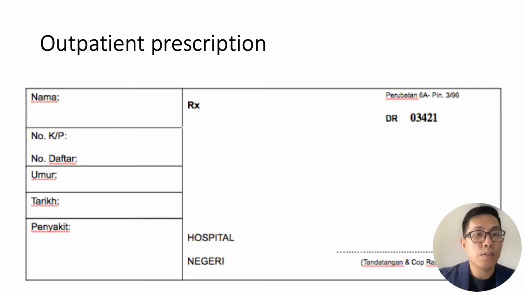So this is an example of an outpatient prescription, fairly straightforward. You fill in the patient name, the patient's IC number, their age, the date of the prescription, and their diagnosis, and in this area you put the patient's diagnosis. Then you sign and you chop. Fairly straightforward, but sometimes because you have never been trained, errors can still happen.